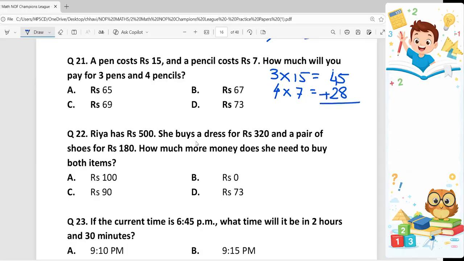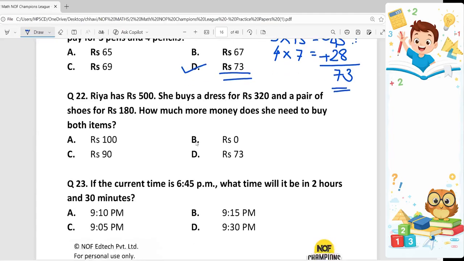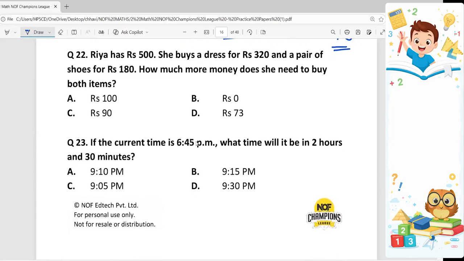So now we will add it. 45 plus 28 is 73. So the answer is 73 rupees we will require to pay for 3 pens and 4 pencils.